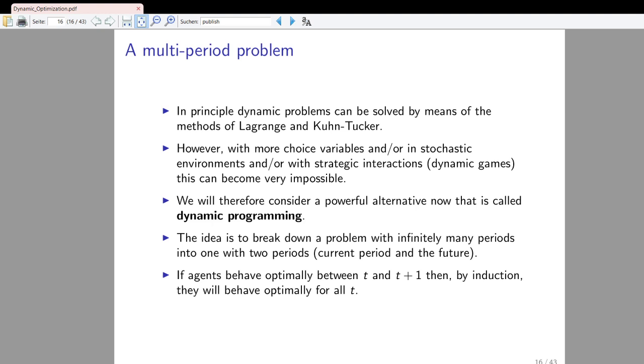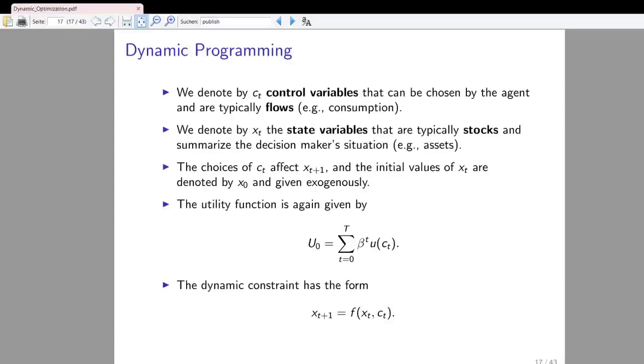And with this notion, one can set up the Hamilton-Jacobi-Bellman equation and solve the dynamic optimization problem in a way that fits much better to more complicated problems. To do so, we define variables that can be chosen by the individual or the household at each point in time as the control variables. In our case, consumption would be the control variable. And these are typically flows, so consumption can be chosen by the individual arbitrarily. So the individual can choose to consume nothing or to consume a very high amount.